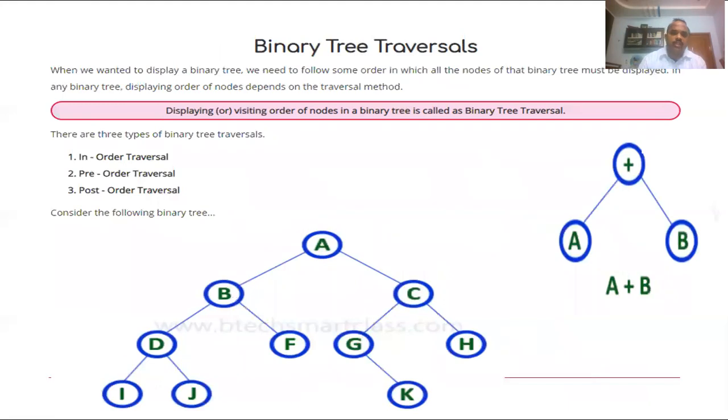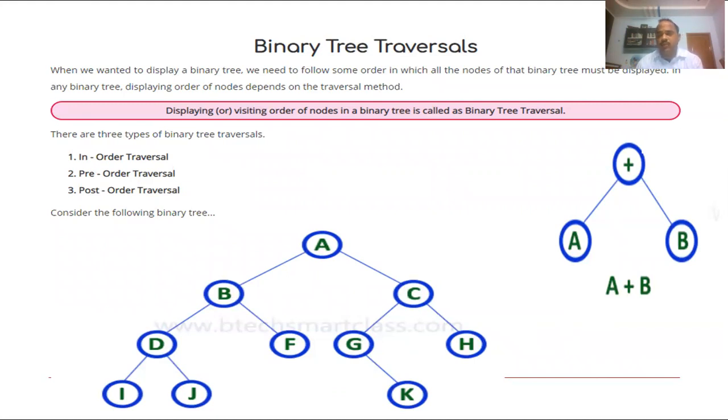Clear? Next one is binary tree traversal. There are three types of binary tree traversals. What is tree traversal? Displaying or visiting the order of nodes in a binary tree is called binary tree traversal.